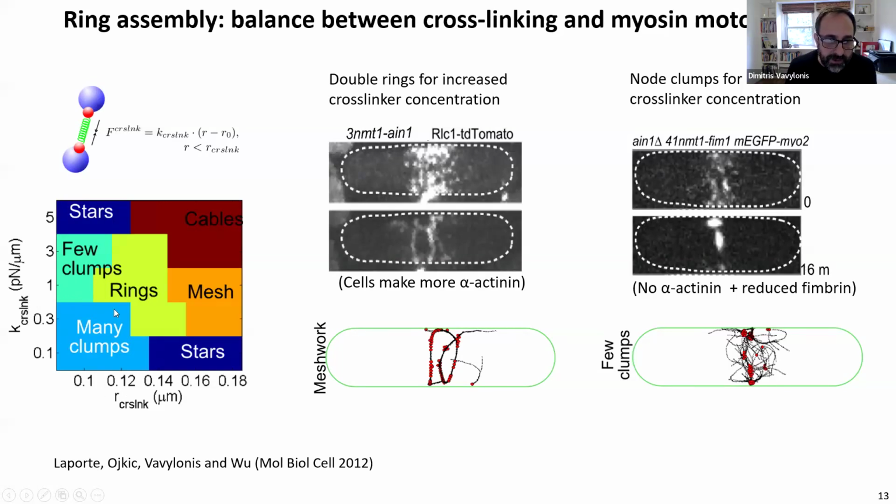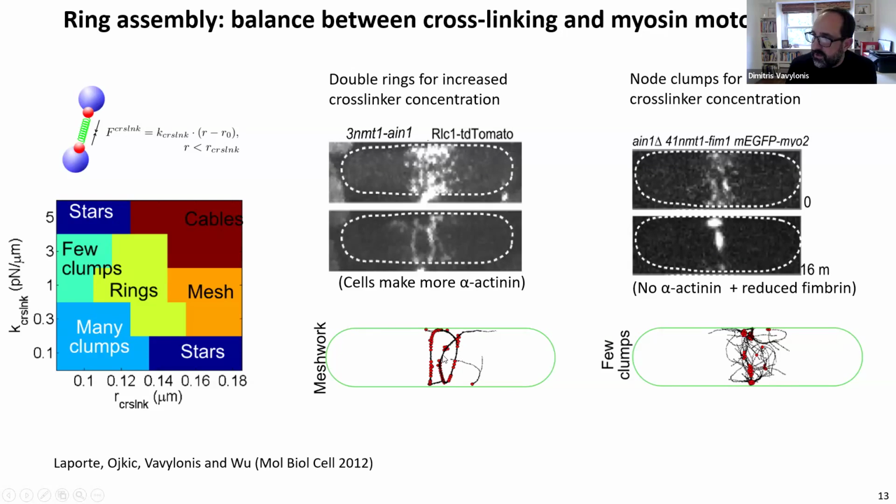If these parameters are very weak, then the bundling process is very weak. So in the simulation, we get aggregates or clumps of nodes. On the other hand, if the cross-linking is very strong, then the bundling process takes place too quickly. So we get these frozen-in double rings.